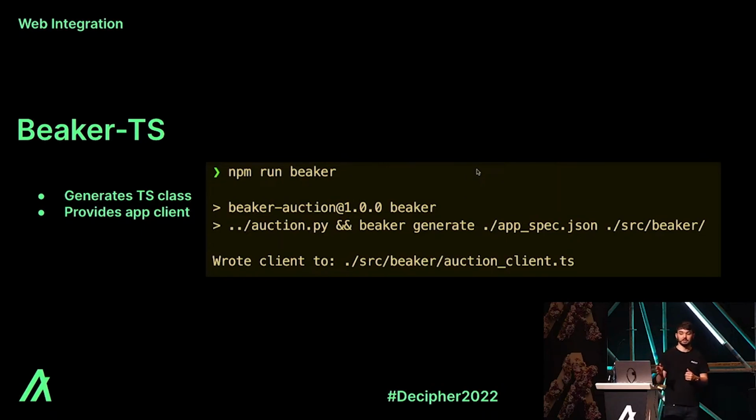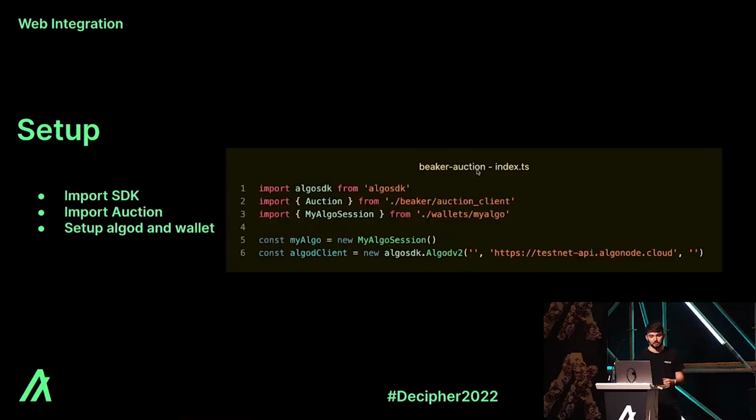So here you can see I have an npm script just called Beaker. So I run npm run Beaker. It'll compile to generate that source code automatically. And once we have that source code generated, in our case, Beaker/auction client is where the generated code lives.